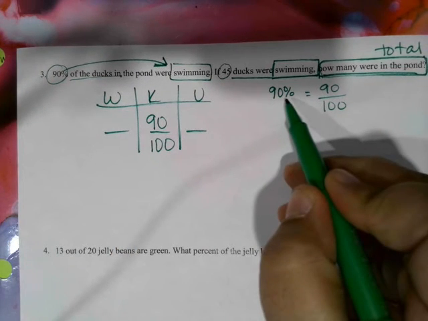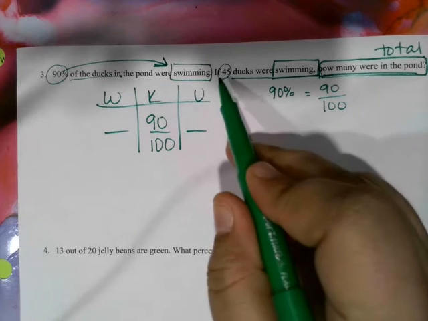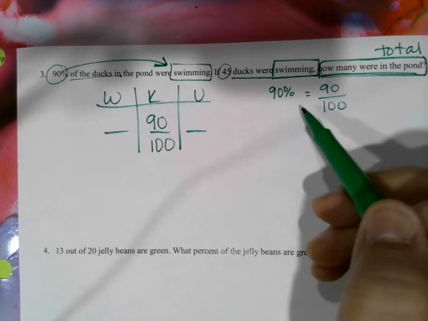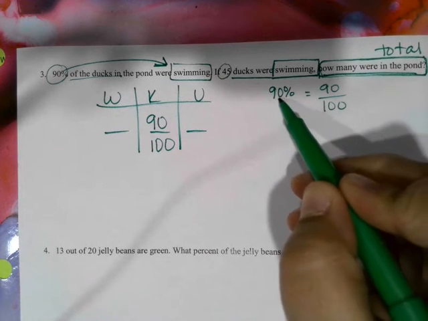The percentage will never go over another number. You'll never put 90% over 45. Never put 90% over 300. You'll always put the percentage over the number 100.